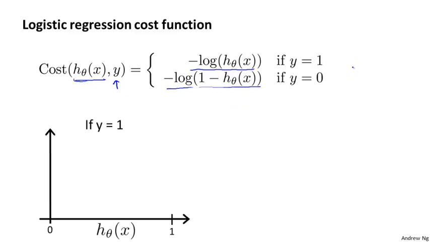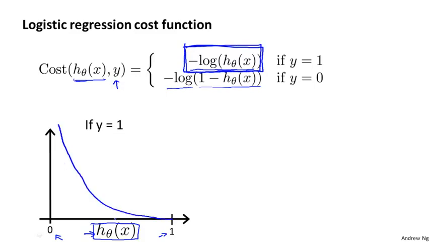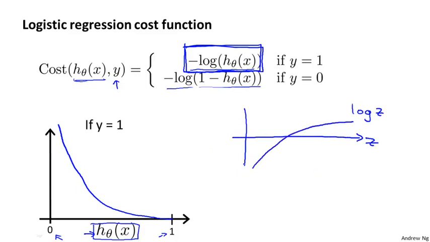Let's start off with the case of y equals 1. If y is equal to 1, then the cost function is minus log h of x. And if we plot that, let's say that the horizontal axis is h of x, so we know that our hypothesis is going to output a value between 0 and 1. So h of x varies between 0 and 1. If you plot what this cost function looks like, you find that it looks like this. One way to see why the plot looks like this is because if you were to plot log z with z on the horizontal axis, then that looks like that, and it sort of approaches minus infinity.